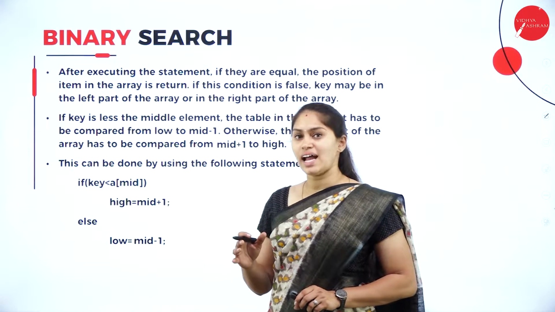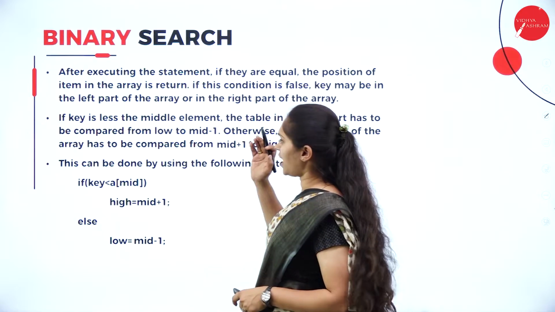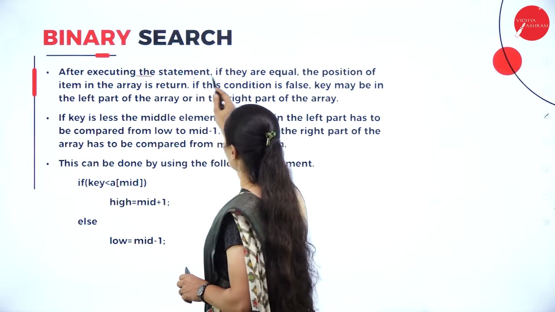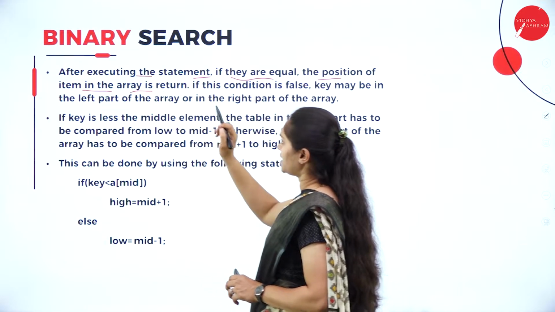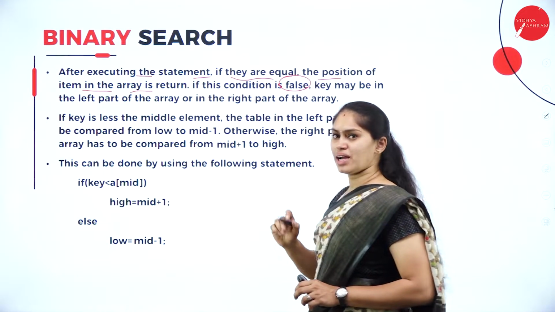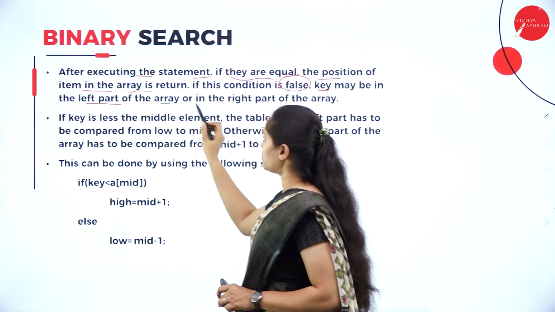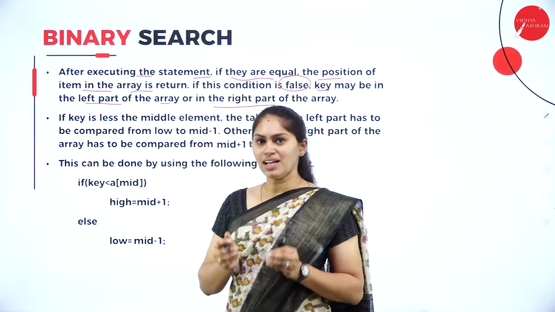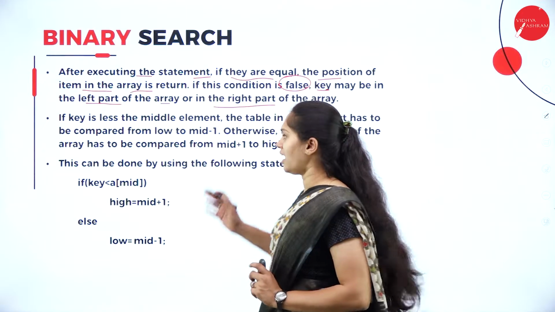What if I am searching for the element which is on the right side or left side of the mid element? For that also we have a scenario here. After executing the statement, if they are equal, then the position of the mid item in the array will be returned. If the condition becomes false, then what is going to happen? The key may be in the left part of the array or in the right part of the array. If it is not exactly at the middle, then it must be at the right side or the left side of the array, right?